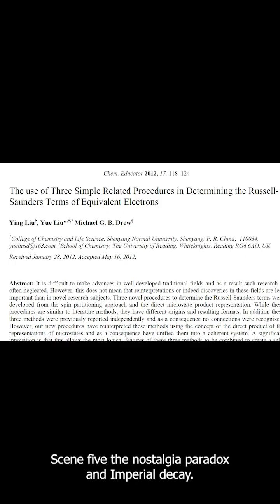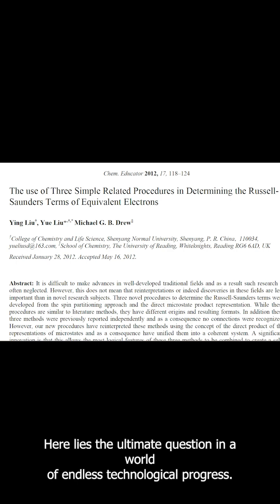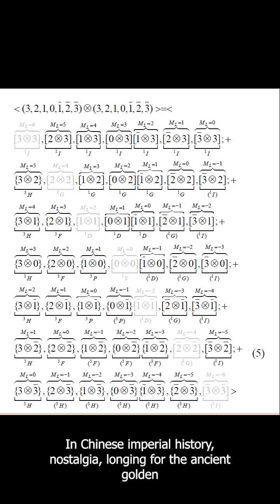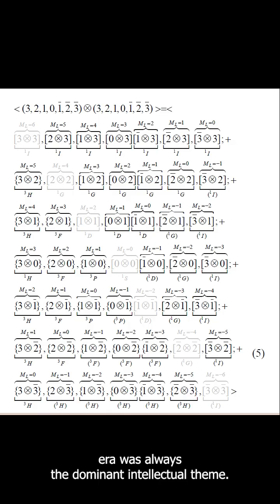Scene 5, The Nostalgia Paradox and Imperial Decay. Here lies the ultimate question. In a world of endless technological progress, why does the scientific community need to long for the past? Why does the feeling that the present is worse than the past seem so real? In Chinese imperial history, nostalgia, longing for the ancient golden era, was always the dominant intellectual theme.